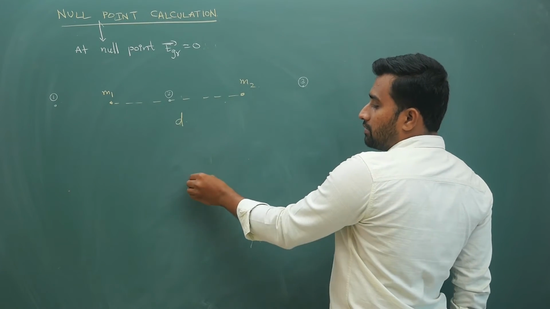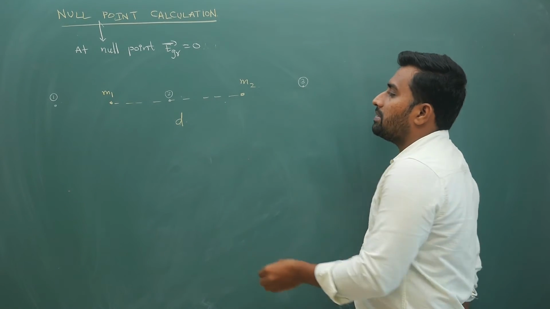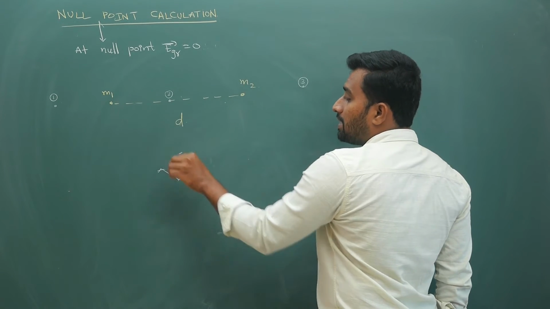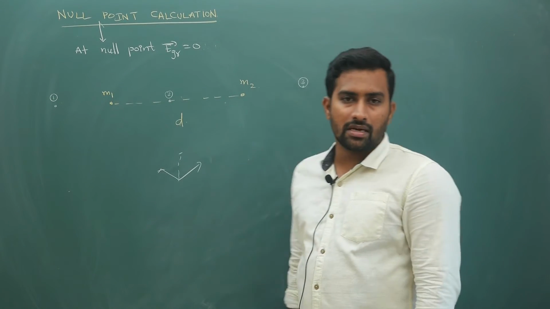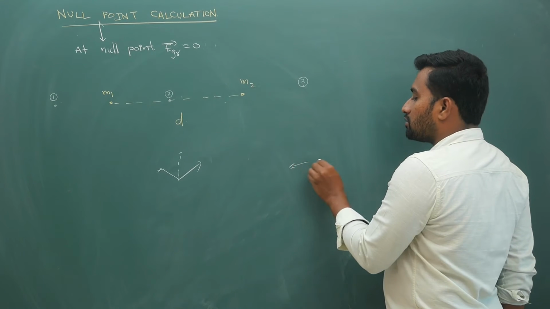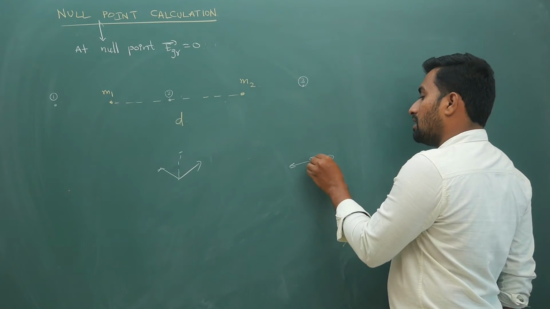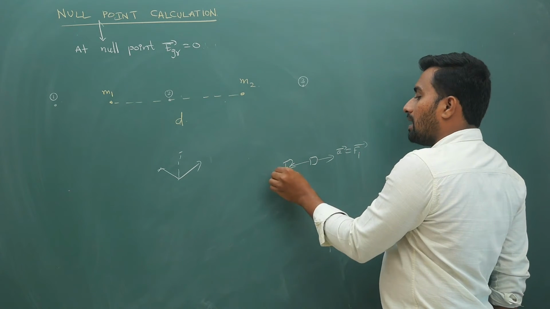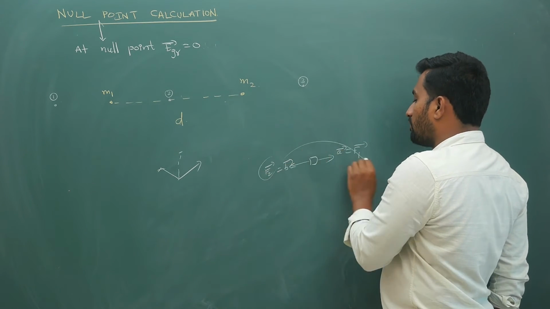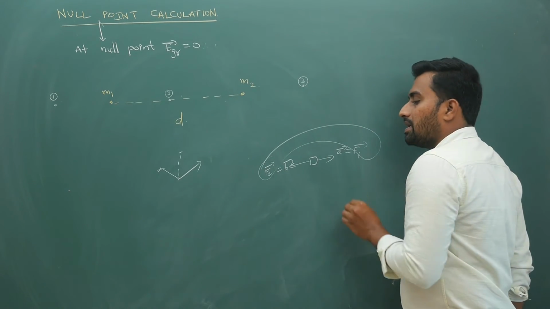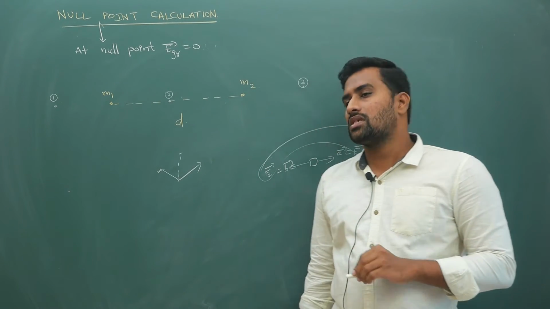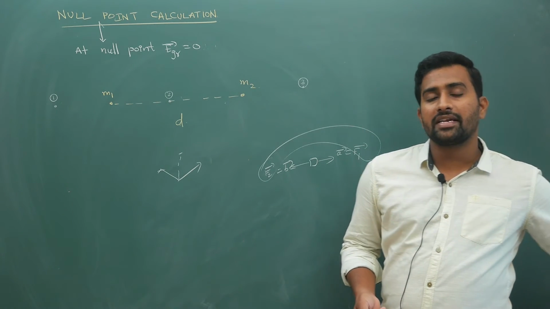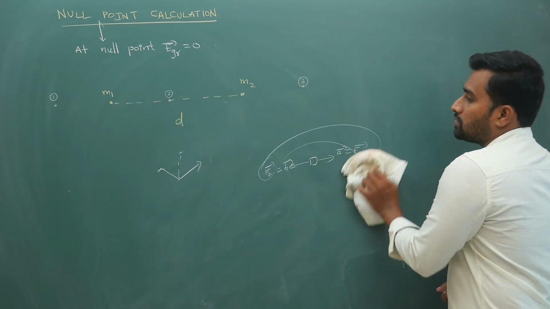Any other point you take, because of m1 it will be this way, because of m2 it will be this way, so the resultant will be in between. So for net force to become 0, what is the condition? Two vectors should be equal and opposite to each other. For the sum of these two forces to be 0, the force on the right should be equal to the force on the left. So equal magnitude should be there and direction should be opposite to each other.